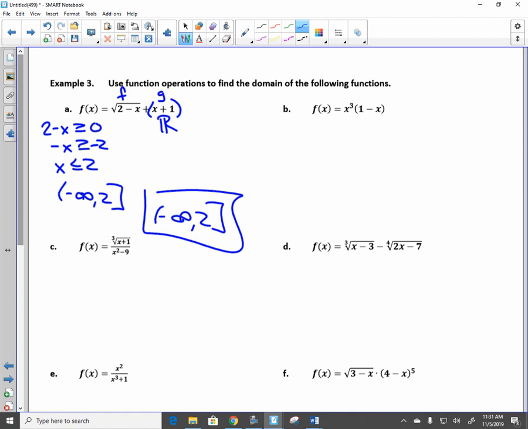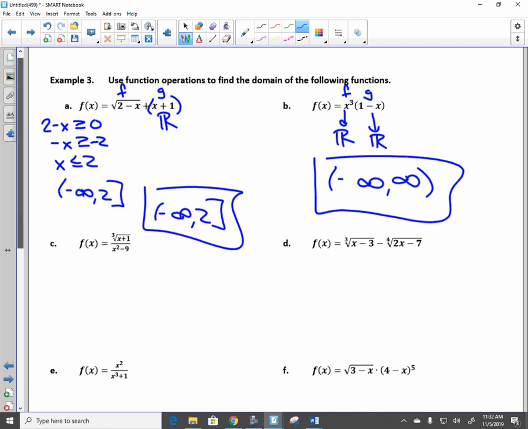Like, look at this, x cubed times 1 minus x. You may not recognize what that will look like if we were to graph it. Well, I'm going to say it's f times g. And we know how to deal with f times g. What's the domain of f? All real numbers. What's the domain of g? All real numbers. One's a cubic, one's a line. So the domain together is going to be from negative infinity to infinity.